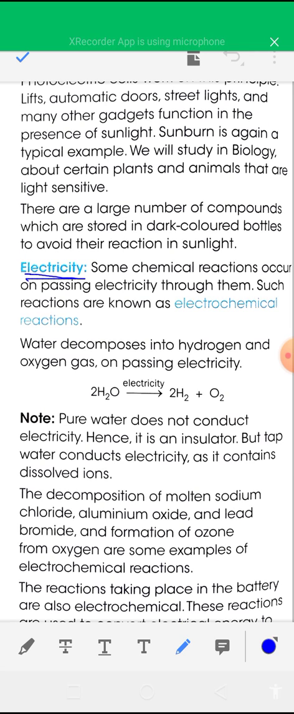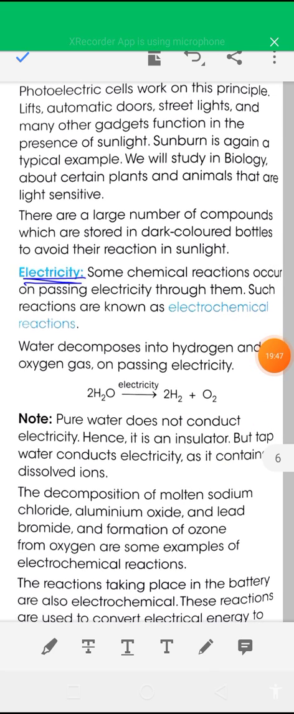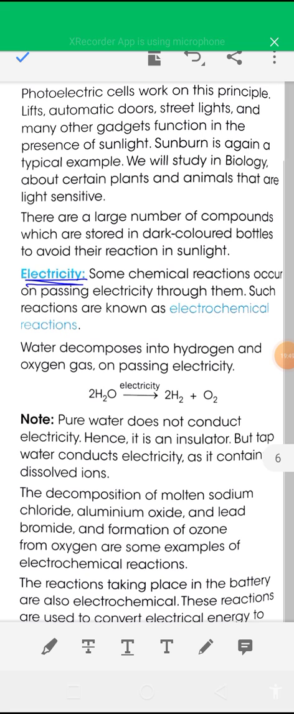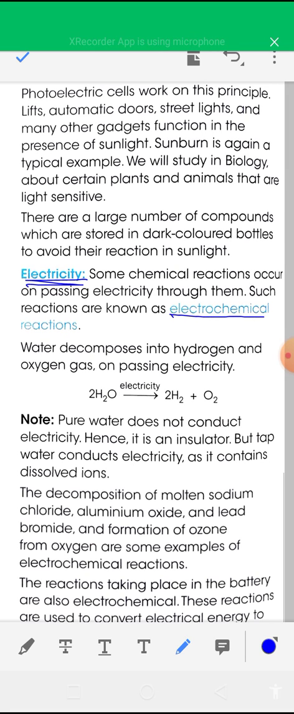electricity or electrical energy. Some chemical reactions occur on passing electricity through them, and such reactions are known as electrochemical reactions.